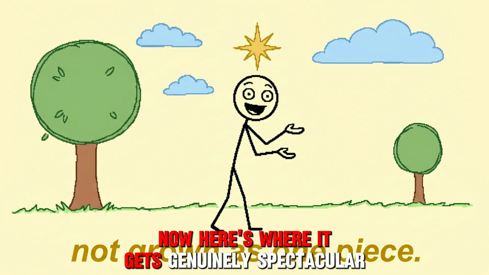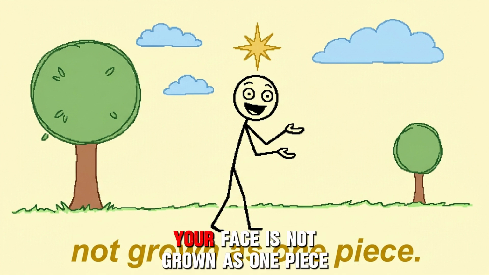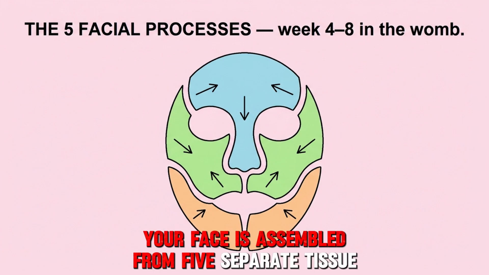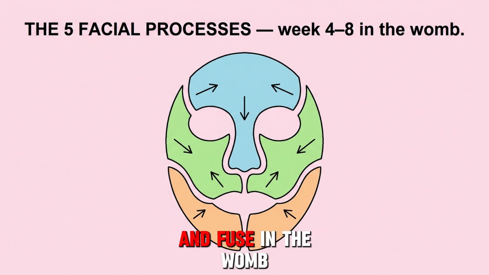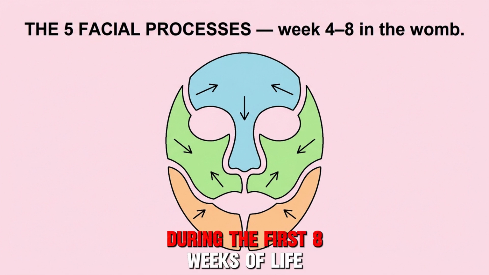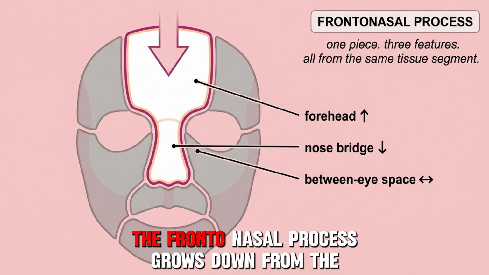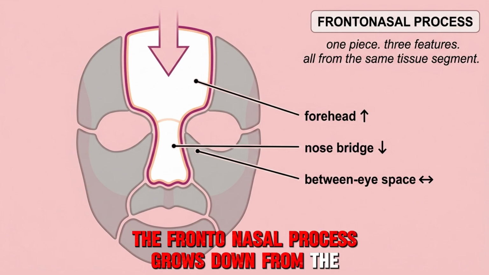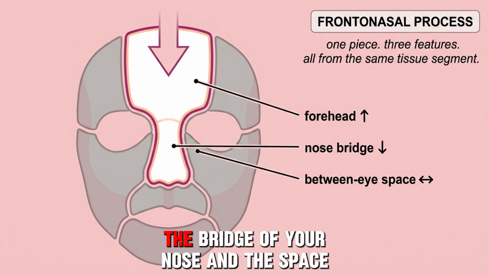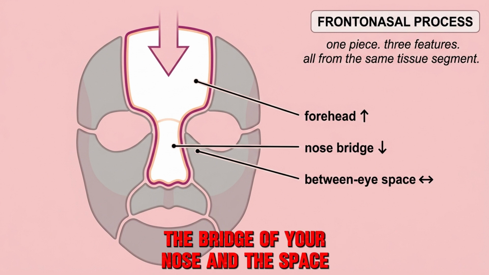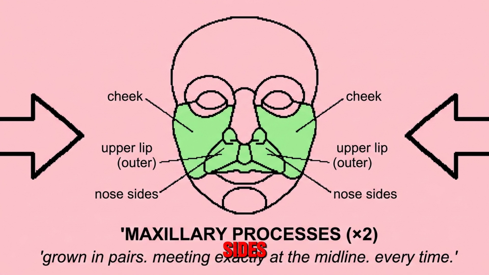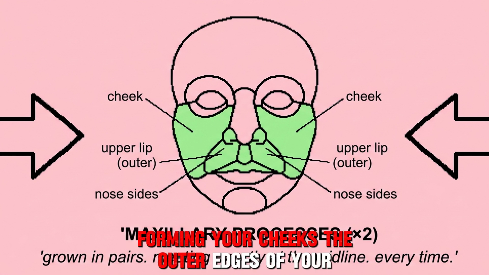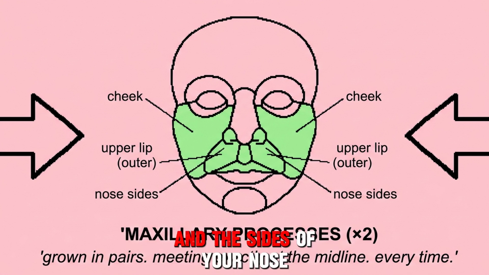Now here's where it gets genuinely spectacular. Your face is not grown as one piece. Your face is assembled from 5 separate tissue segments that grow toward each other and fuse in the womb during the first 8 weeks of life. The frontonasal process grows down from the top, forming your forehead, the bridge of your nose, and the space between your eyes. The 2 maxillary processes grow in from the sides, forming your cheeks, the outer edges of your upper lip, and the sides of your nose.